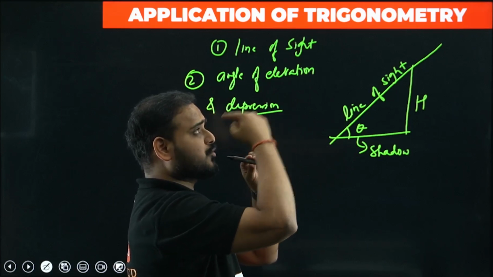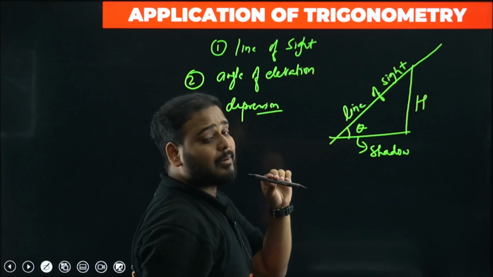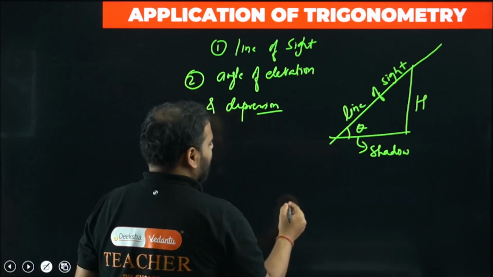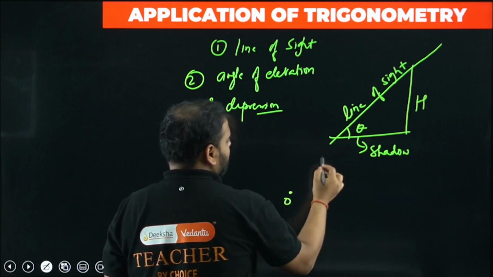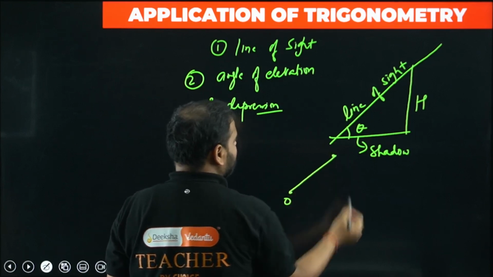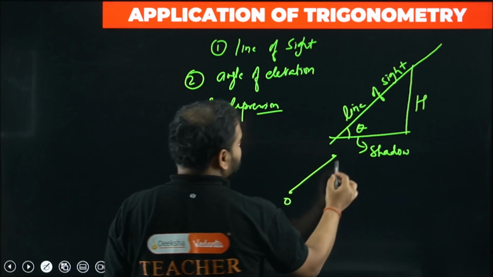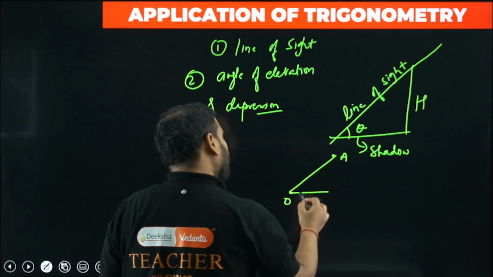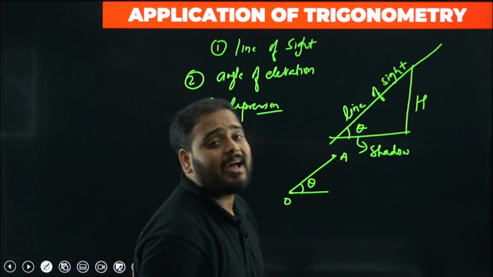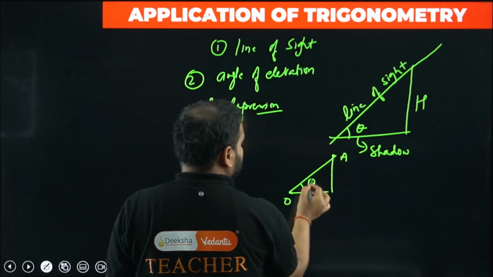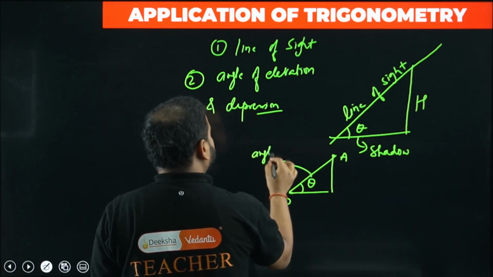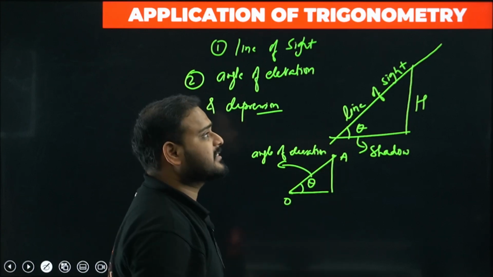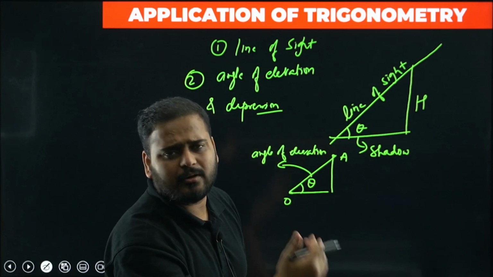If I join my eyes with an imaginary line to the object I'm looking at, now this is the angle between the horizontal and the line of sight. Check here, I am standing at this point, the observer is here, let's say a bird is over here. So I'm looking like this. Let's call this point A. With the neutral axis, which is the horizontal, there will be an angle. We call this angle the angle of elevation. Clear now?